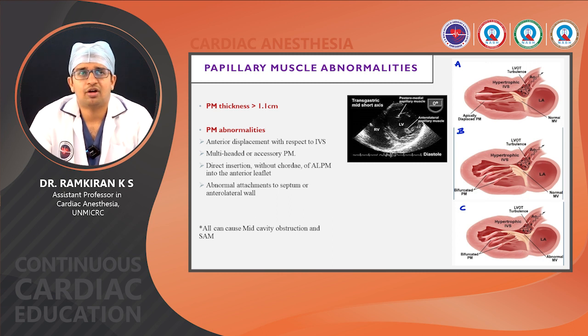So what are the various abnormalities? We can see the anterior displacement with respect to the interventricular septum, and then sometimes we can have a multi-headed, bifurcated or an accessory papillary muscle. Sometimes there is a direct insertion without chordae, and then the abnormal papillary muscle having an abnormal attachment to the septum and the anterior lateral wall. So all this can cause some amount of obstruction either at the mid cavity level, and ultimately it can lead to SAM. So this is important.